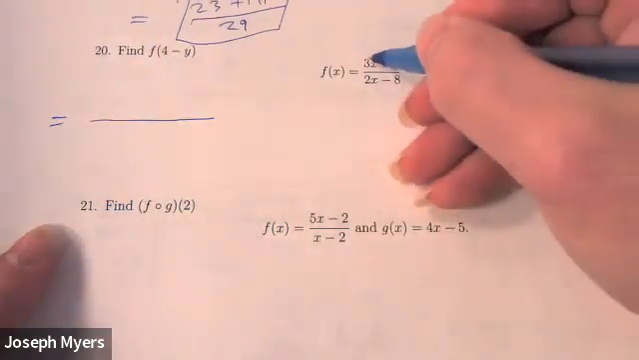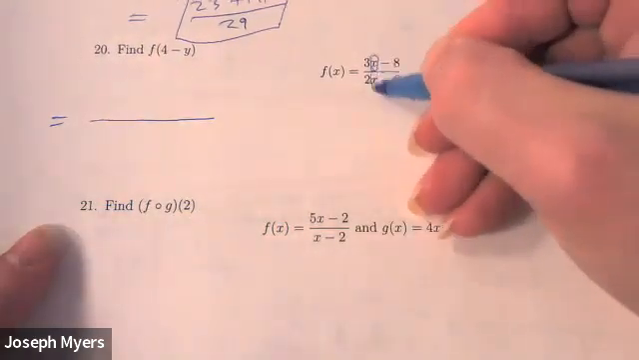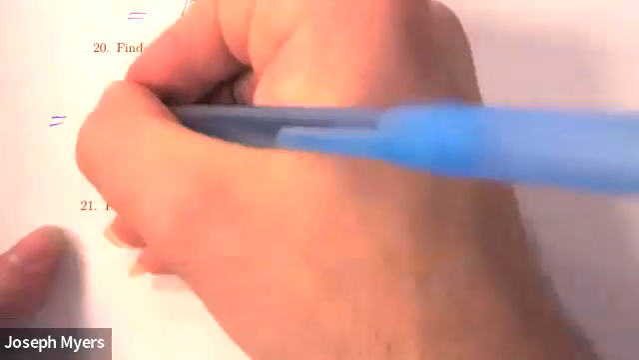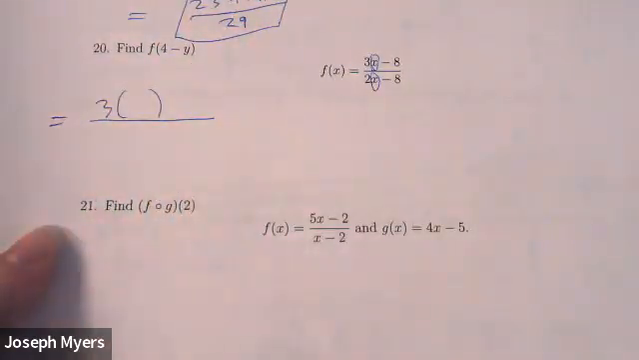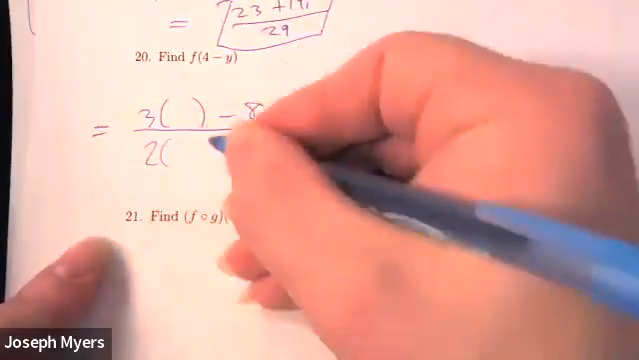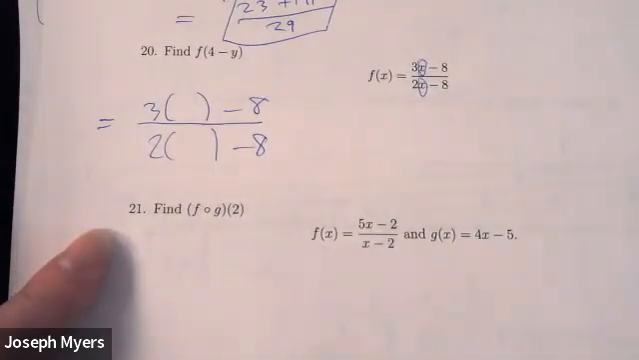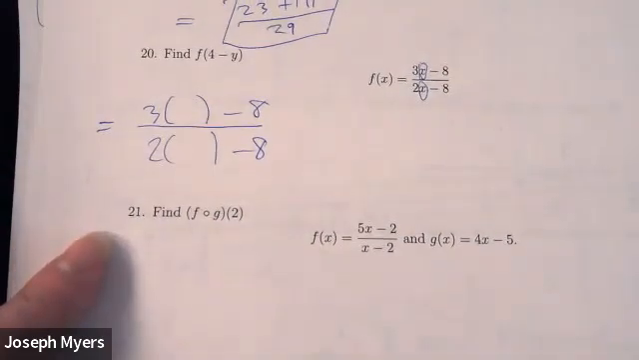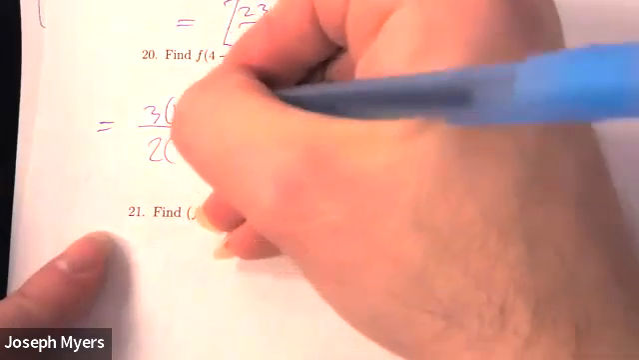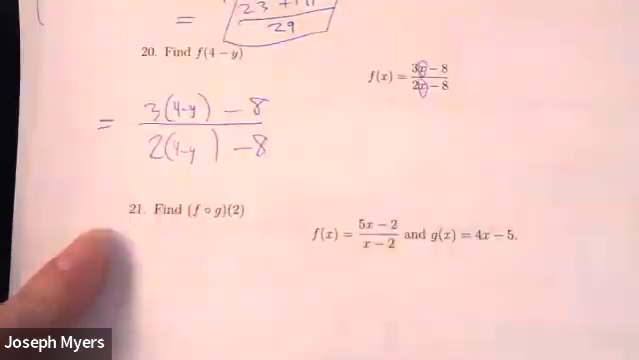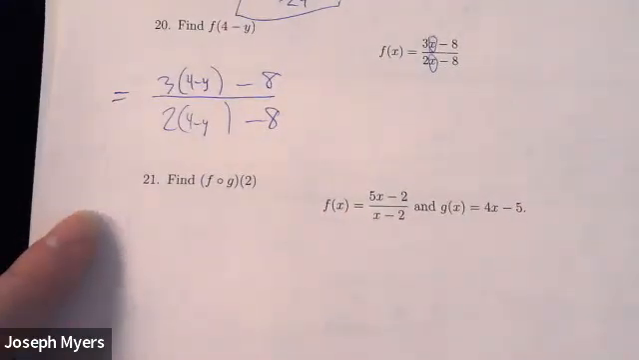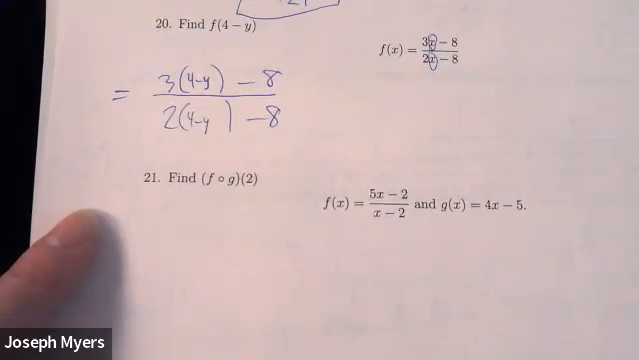So everywhere that you have an x, you are going to make a little turtle shell like this: 3, and then a little turtle shell, and then minus 8, and then 2, and then a little turtle shell, and then minus 8. And what's going to live inside of that turtle shell? Yep, the value that you're plugging inside the function will go inside of that turtle shell. So now there are 2 little turtles living inside of it. They're both 4 minus y. Do you like that explanation?